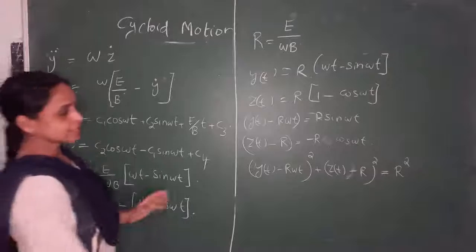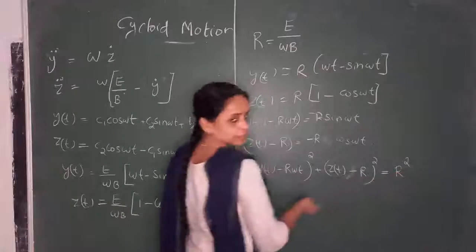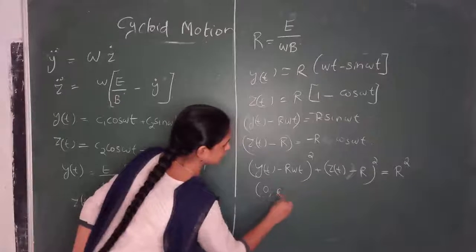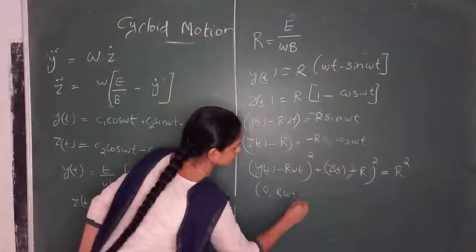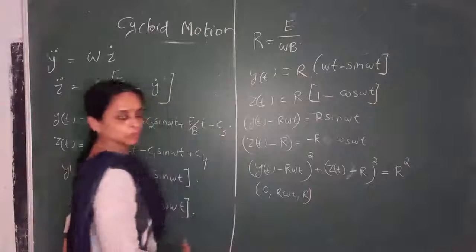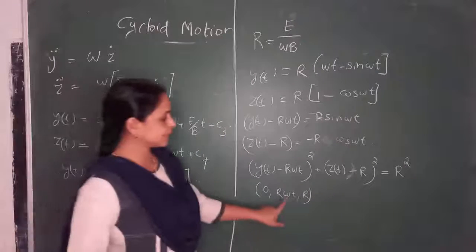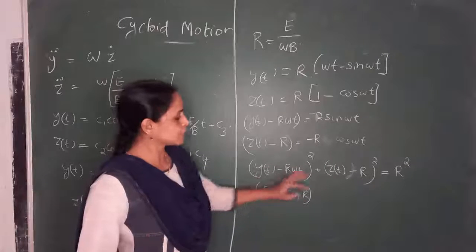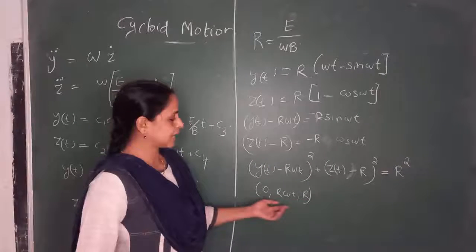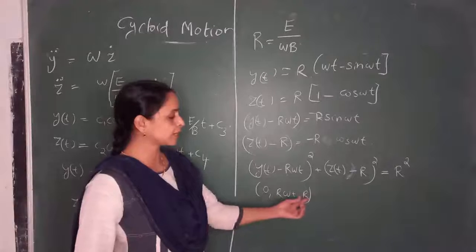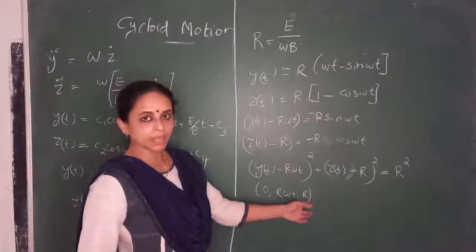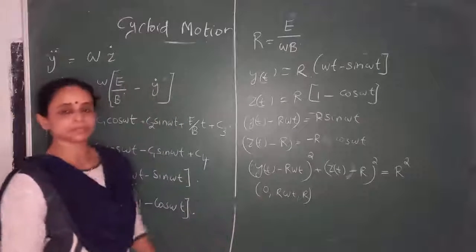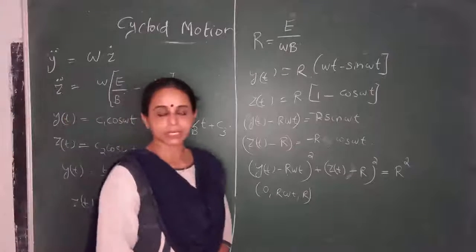So here you can see that this is the formula for a circle with the center at (r omega t, r), moving in the y direction. So in the y direction you have the velocity component here. So this motion represents a cycloid motion.